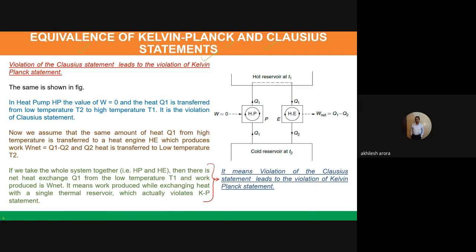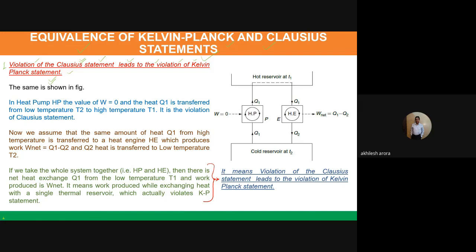So the first assumption that I have considered is, I would like to violate the Clausius statement, and then I will prove that it also violates the Kelvin Planck statement. So what's written here? Violation of the Clausius statement leads to the violation of the Kelvin Planck statement. So let us focus on the diagram here on the right hand side.